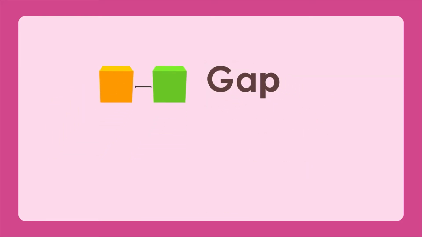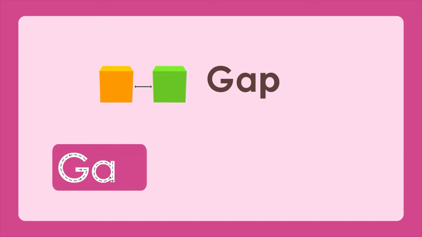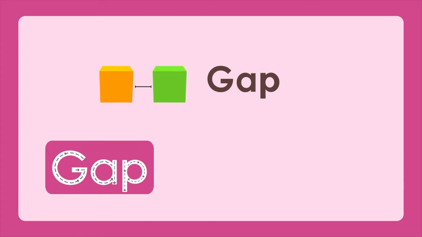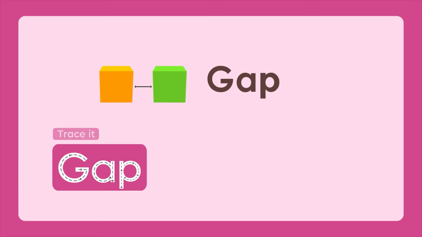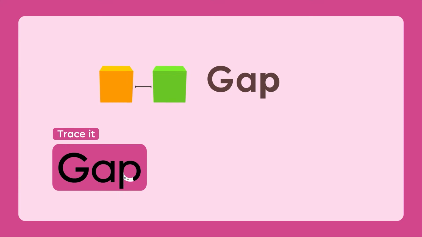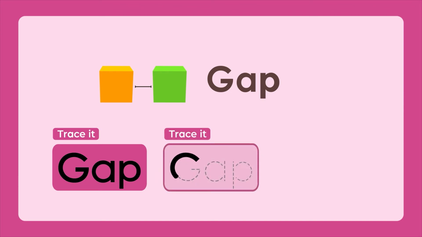Let's spell and write the word gap. G, A, P, gap. Let's trace it. G, A, P, gap. Trace it again. Now, let's write it.